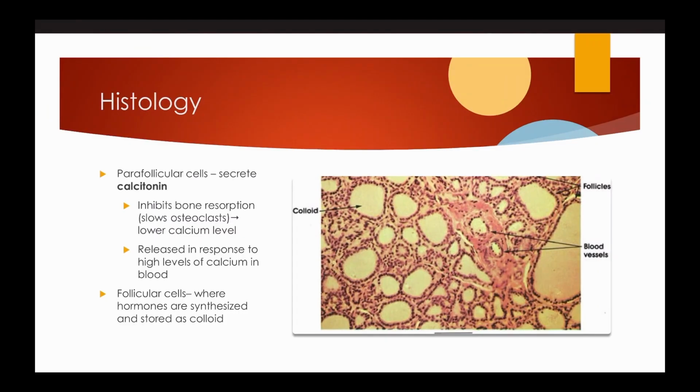Histology, we have these parafollicular cells, and they secrete calcitonin, a very, very weak hormone with calcium metabolism. It inhibits bone resorption, so it slows osteoclasts to lower the calcium levels.